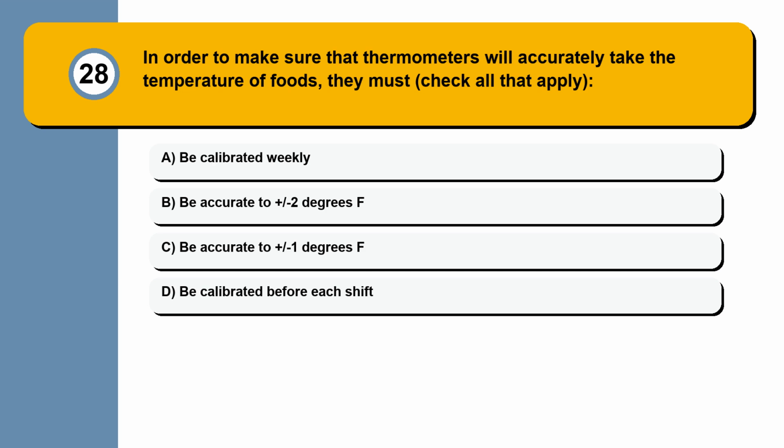Question 28. In order to make sure that thermometers will accurately take the temperature of foods, they must, check all that apply: be calibrated weekly, be accurate to +/-2 degrees F, be accurate to +/-1 degrees F, be calibrated before each shift.